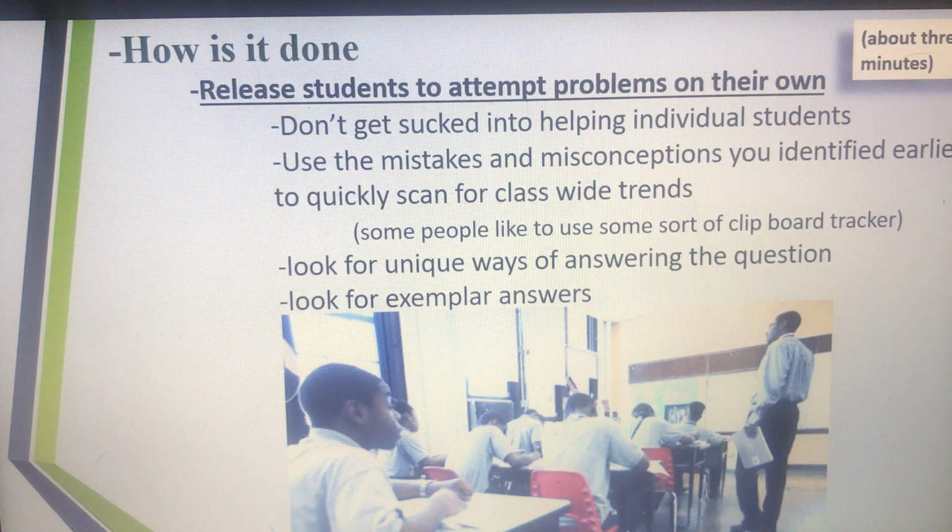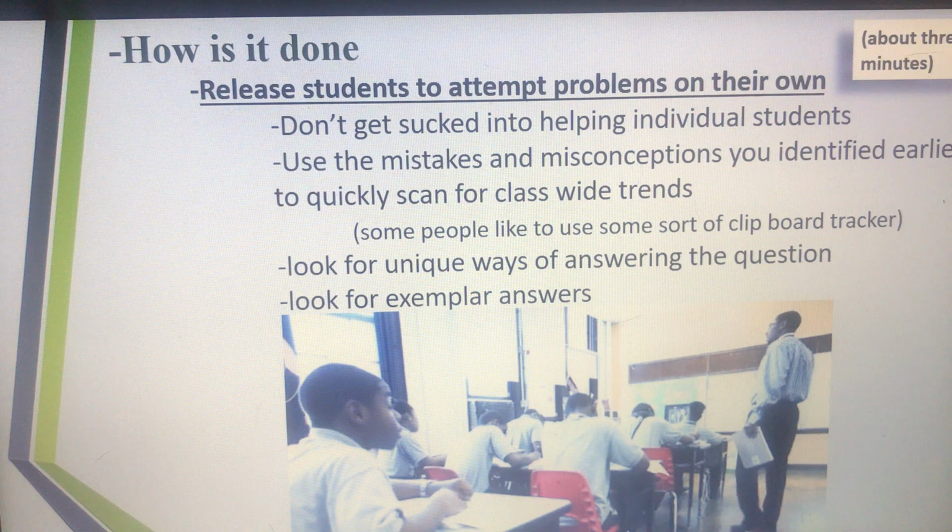It is really, really important during these three minutes, and obviously the amount of time may vary, but approximately three minutes, that you don't get sucked into trying to help students answer questions, right? It's really hard. I suck at that. It's one of my big struggles is I get sucked in.